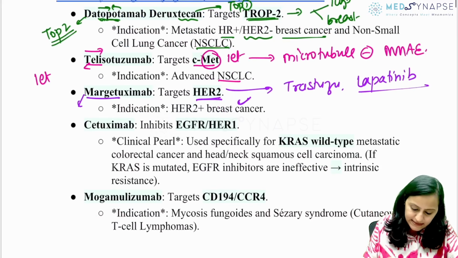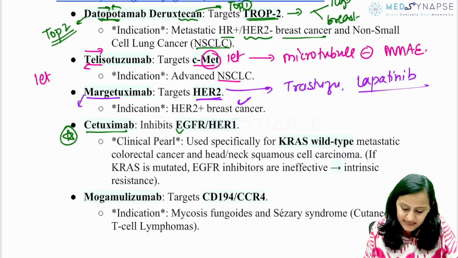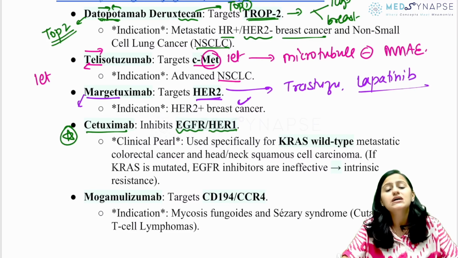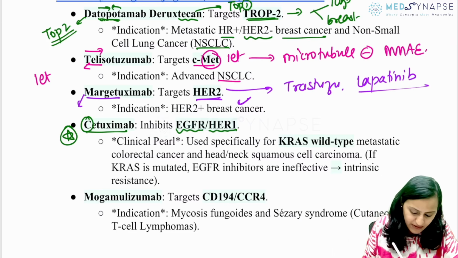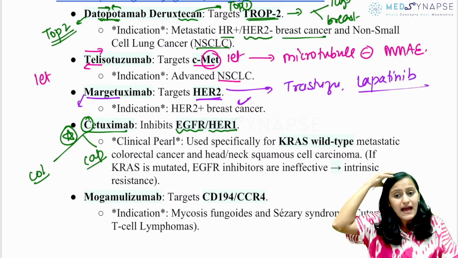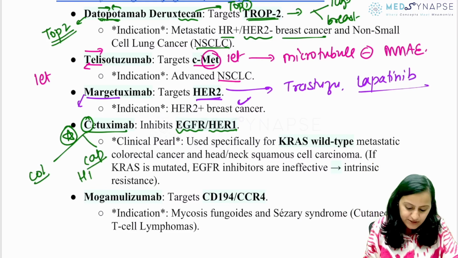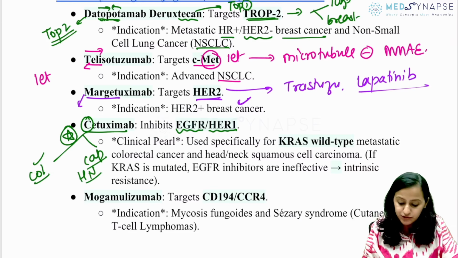Next one is cetuximab, very, very important. Cetuximab inhibits EGFR, which is HER1. EGFR, which is HER1. So remember cetuximab C4C, it is used for colorectal cancer and where we wear the cap, that is head and neck region. So head and neck squamous cell carcinoma, colorectal carcinoma, that is what it is used for.